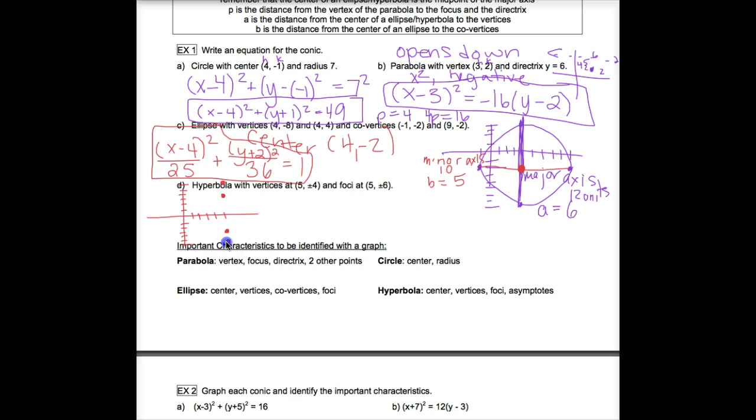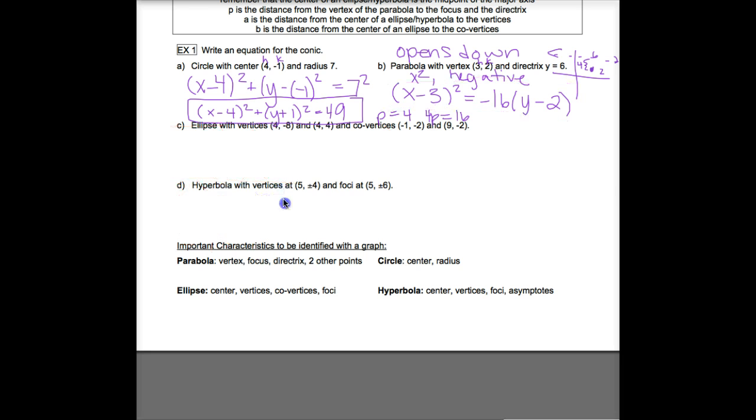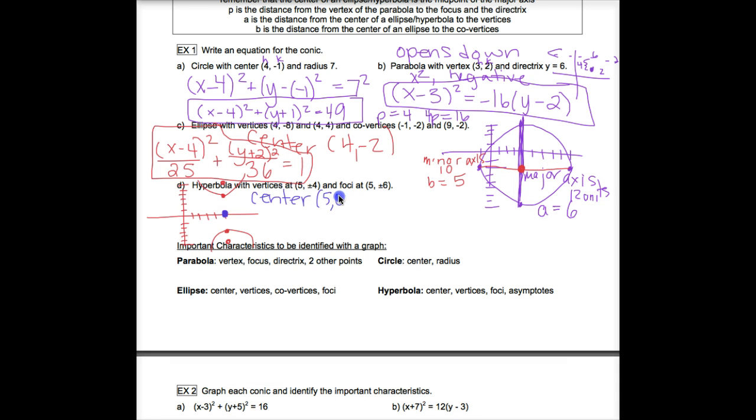So foci right here. I know, because your foci have to be on the inside of the branches, that it should look something like this. The center has to be halfway between those two vertices. So if they're at positive and negative 4, that means my center is going to be on the x-axis. So my center here is at 5, 0. And that's obviously immensely helpful in writing the equation because that's my h as well as my k.